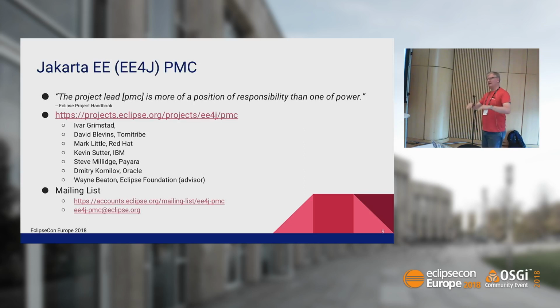If we go down one level, a little bit closer to the code now, is the Project Management Committee for the EE4J project. EE4J is the top level project within Eclipse. This is where all the code lives, and it will eventually include the specifications, the APIs, the TCKs, and any implementations. They are part of the EE4J top level project.